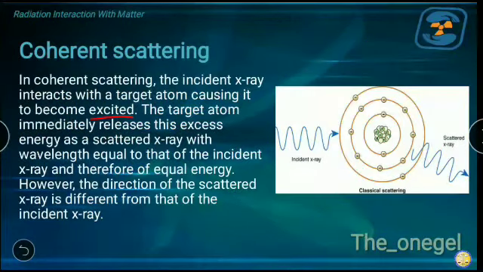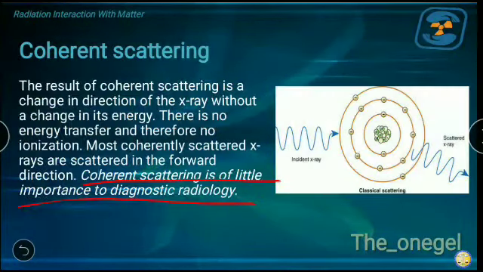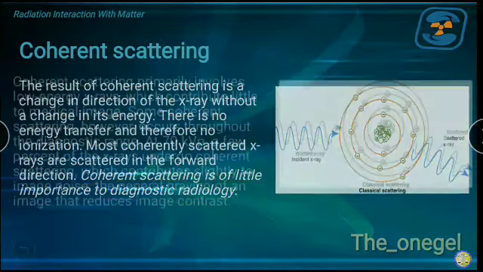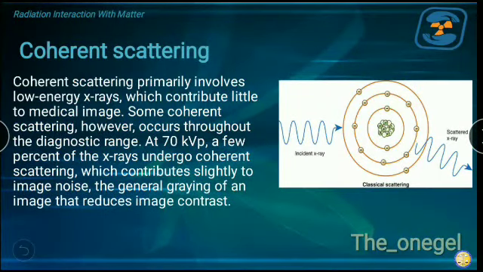Remember that based on our principles of imaging, our X-ray photons in diagnostic radiography range from 30 to 150 kilo-electron volt or kilovolt peak. That's why we can say that coherent scattering is of little importance to diagnostic radiography. Coherent scattering primarily involves low energy X-rays, around 10 kilo-electron volts, which contribute little to medical imaging.